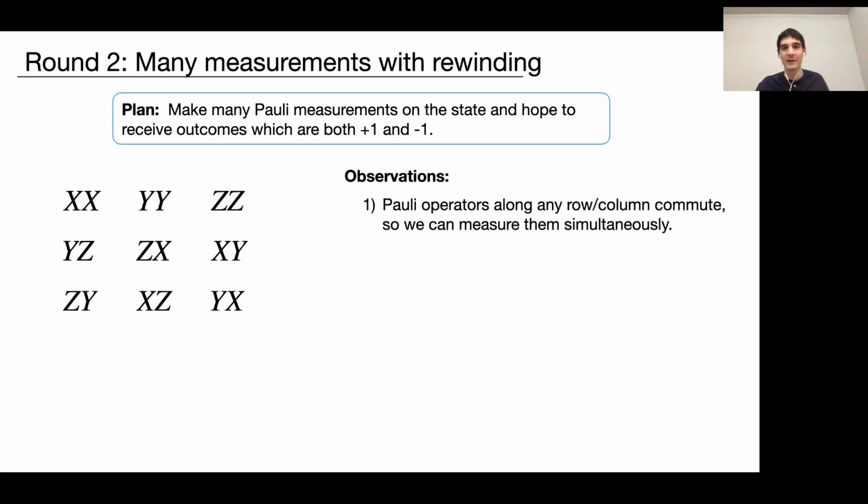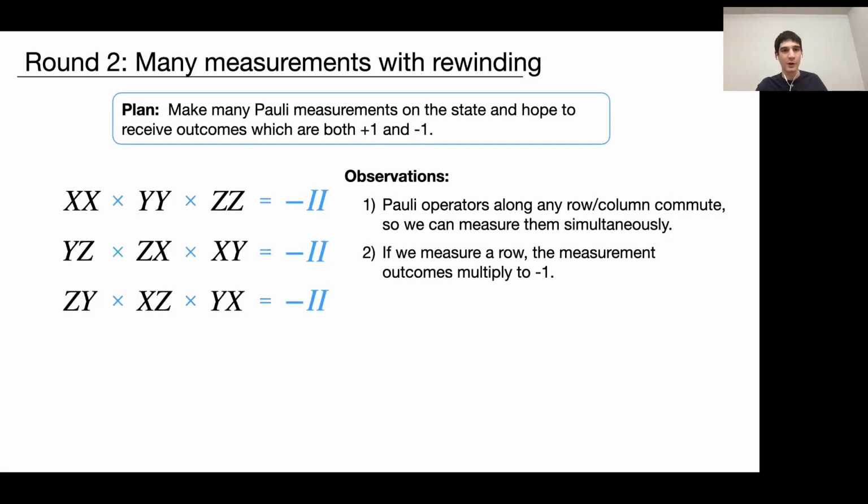So first, if you look along any row or column, you can see that all of the Pauli elements commute. And what that allows us to do is measure all of those Pauli operators simultaneously. It doesn't matter which one we measure first because they commute. So we can measure along any row or column simultaneously. And secondly, if we look across any row and you multiply the Paulis there, you see that they all actually multiply out to minus identity. And what that's going to mean for us when we measure is that the measurement outcomes that we receive from measuring those Paulis must also multiply out to -1.